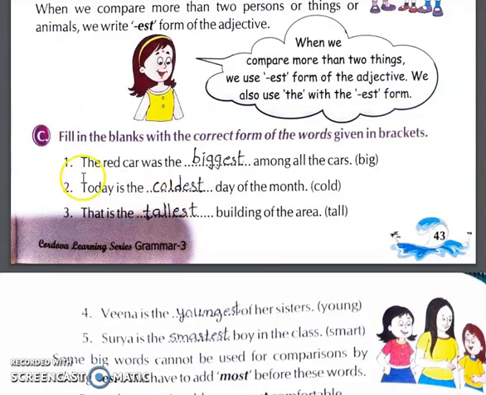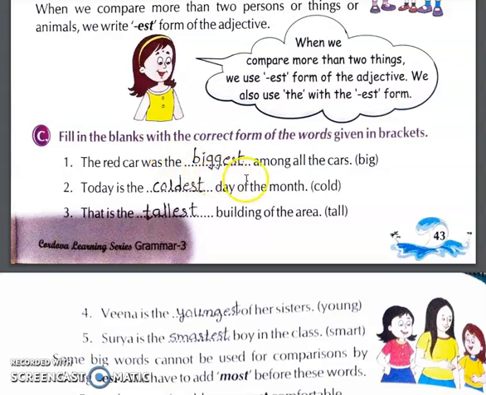So now the next exercise. Fill in the blanks with the correct form of the words given in the brackets. The red car was dash among all the cars. Here it is given big. And as I told you, the word is given, so we have to write biggest.